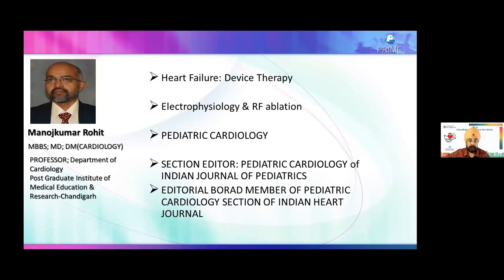His area of interest being device therapies in heart failure. He is also in electrophysiology and pediatric cardiology. So he likes all aspects of cardiology, electrophysiology and pediatric cardiology. And he is currently on vacations and gone back to his native place. And we would run a recorded video for him.